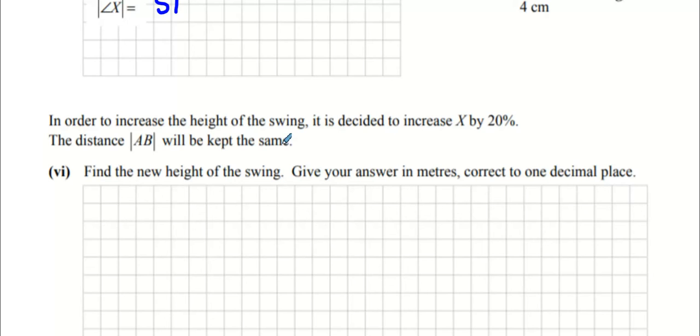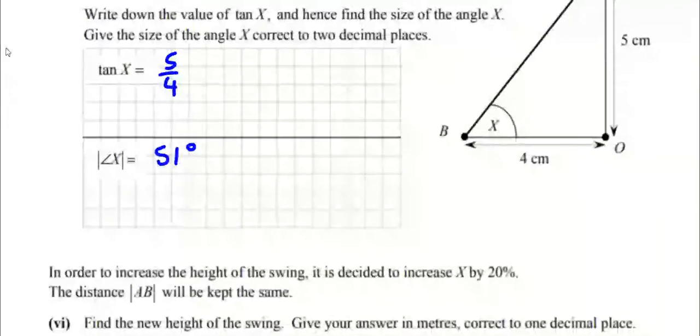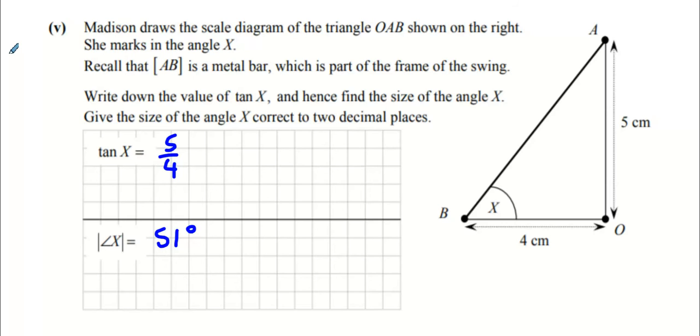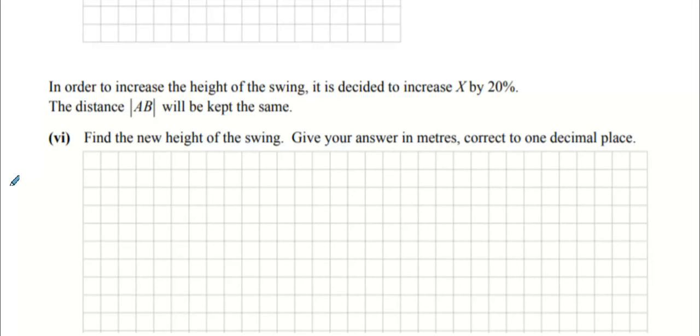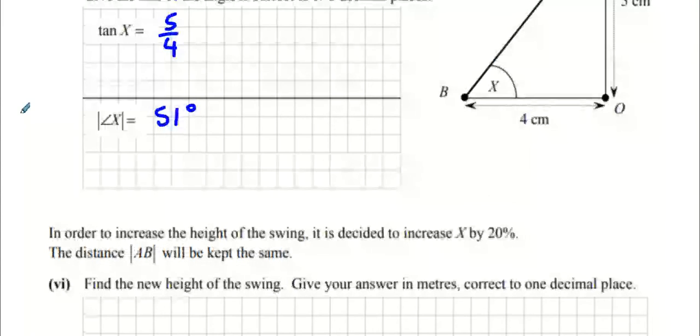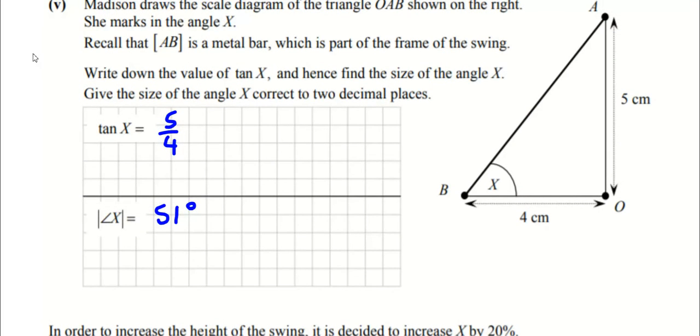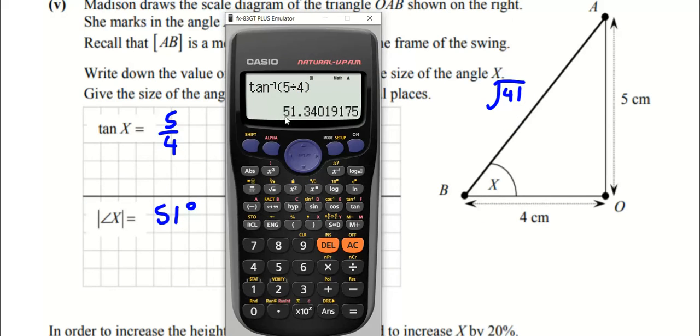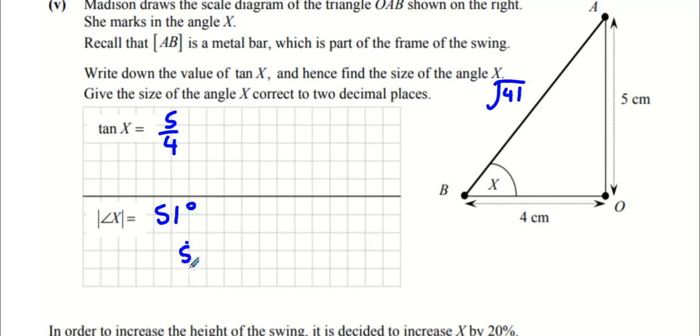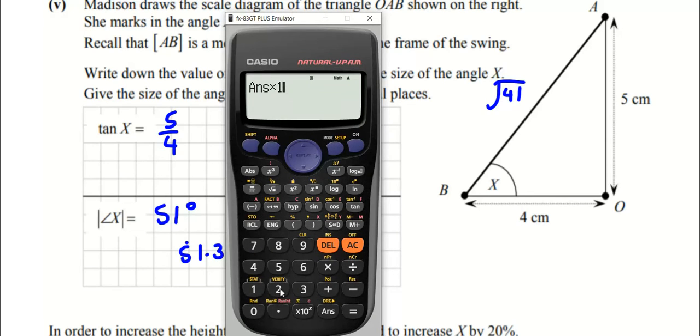In order to increase the height of the swing, it is decided to increase x by 20%. Which one's x? You want to increase the angle by 20%. Find the height of the new swing, but you're keeping AB the same. What is AB? AB is root 41. That's set in stone. So we're going to increase 51.34, I'd say 51.34 degrees is the answer it's looking for, by 20%. So multiply by 120%. So 61.6.